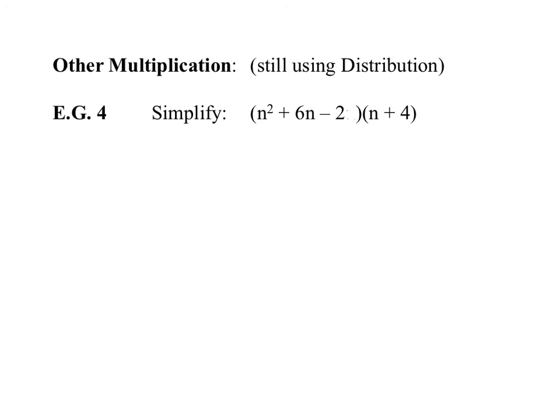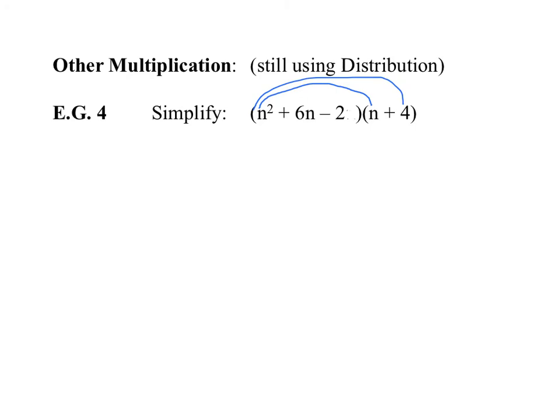Here's the last example we'll look at with multiplying polynomials. Here is a trinomial multiplying to a binomial. We don't have a special name for this process. It's just simply using the distribution process, trying to keep your work organized. So basically your n squared is going to multiply to the first value in the other group. Then it's going to multiply to the second value.